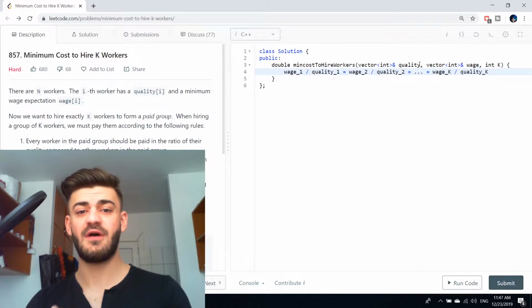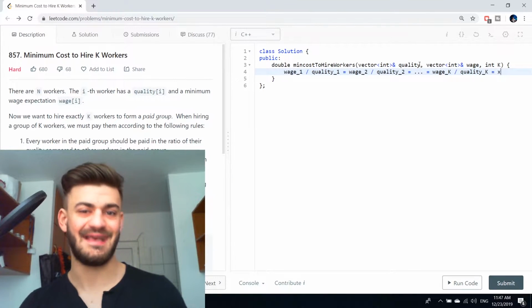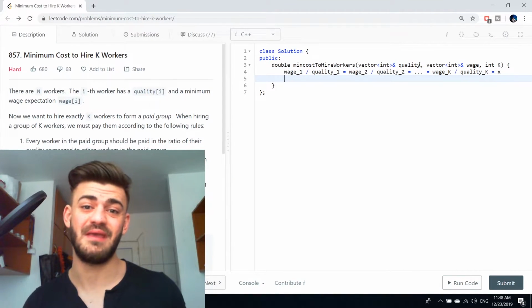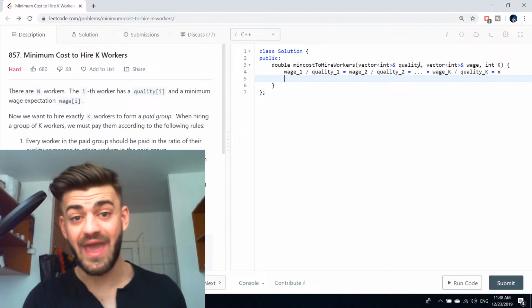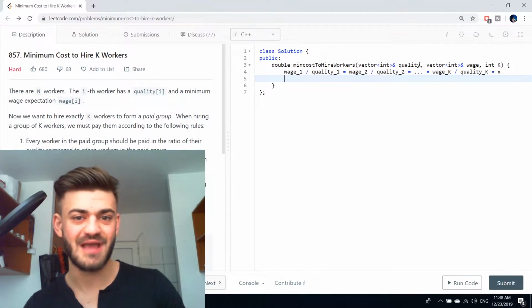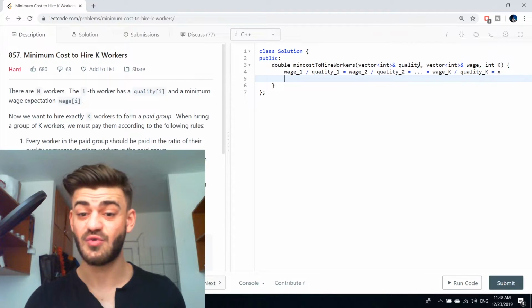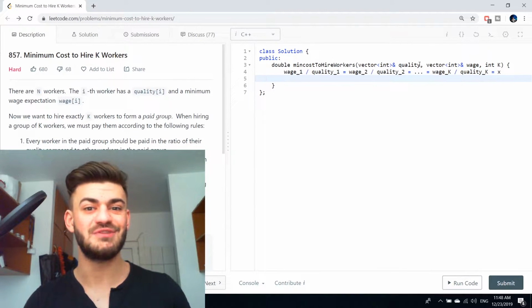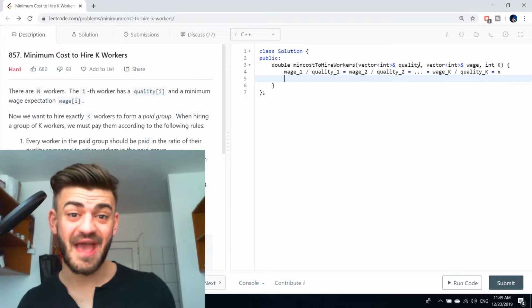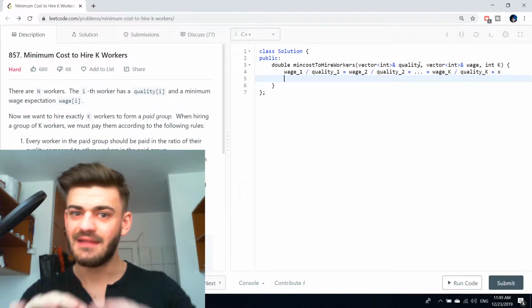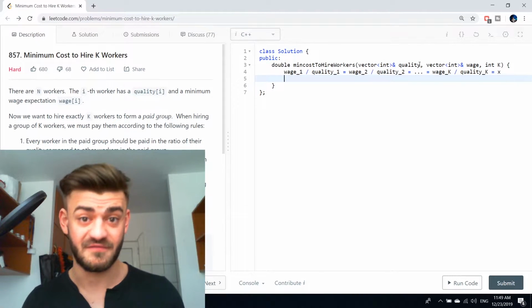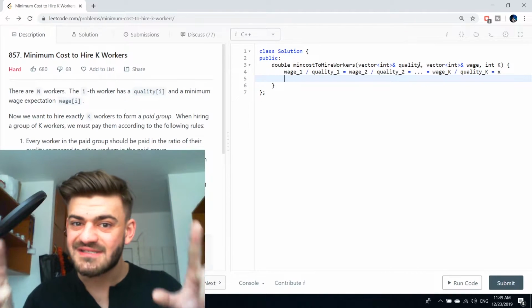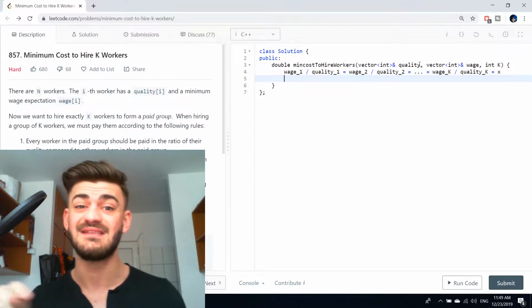So, all of those are going to be equal to, let's say, an X. And what do you think this X is going to be? This X is going to mean the wage per quality unit, right? So if I have a worker which has quality 10, its final wage is going to be 10 times X. So if I have a group of K paid workers, the amount of money that I need to pay all of them is the total sum of their qualities times this X.